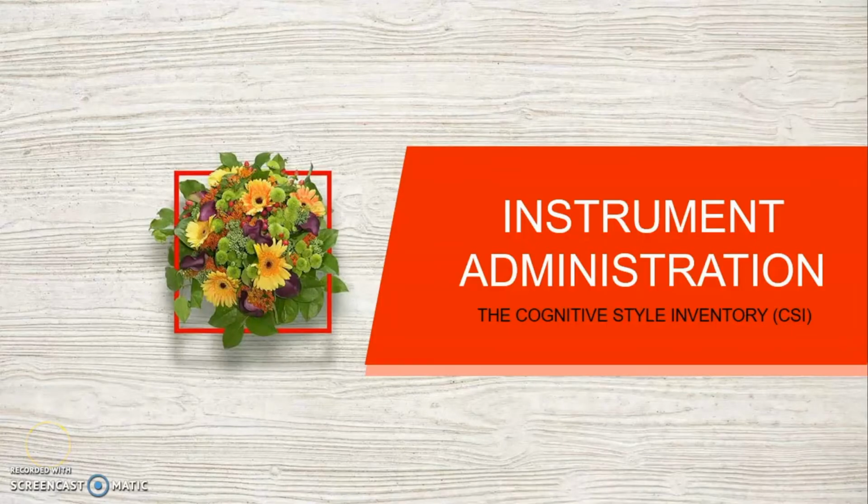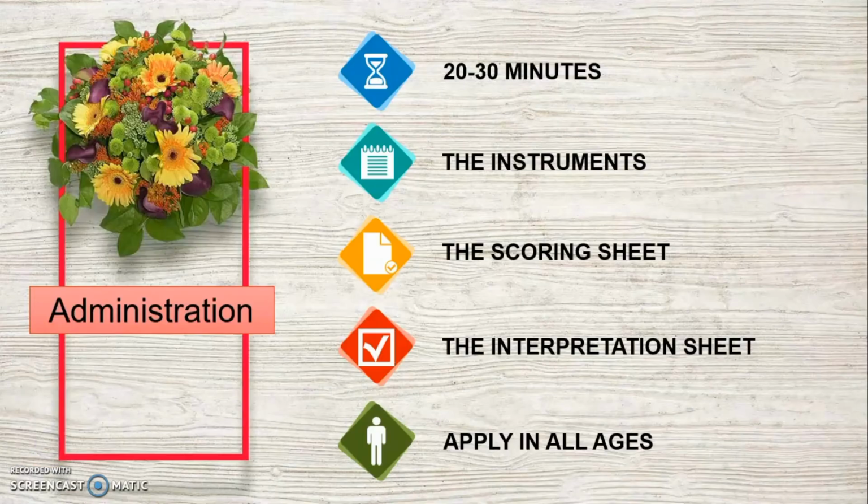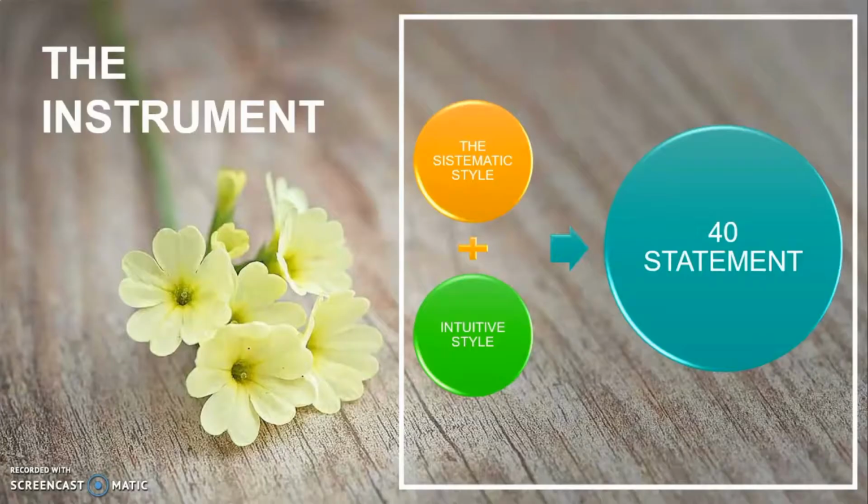Instrument administration. The cognitive style inventory can be completed by most respondents in approximately 20 to 30 minutes. This inventory also consists of 3 sections to be completed by the respondent, which are the instruments, the scoring sheet, and the interpretation sheet. The cognitive style inventory is able to be applied to all ages.